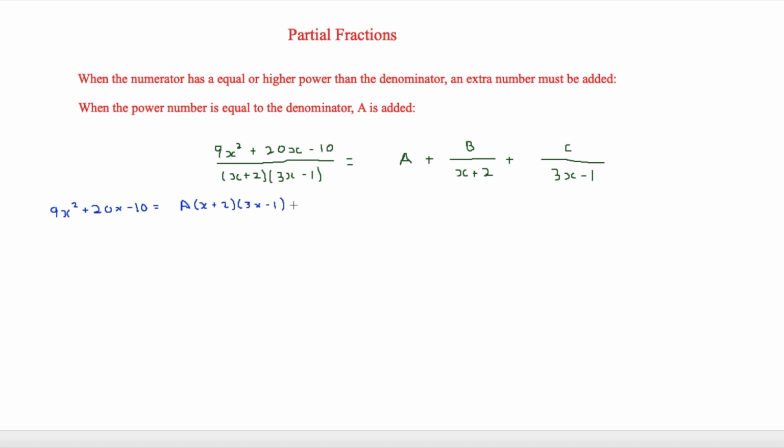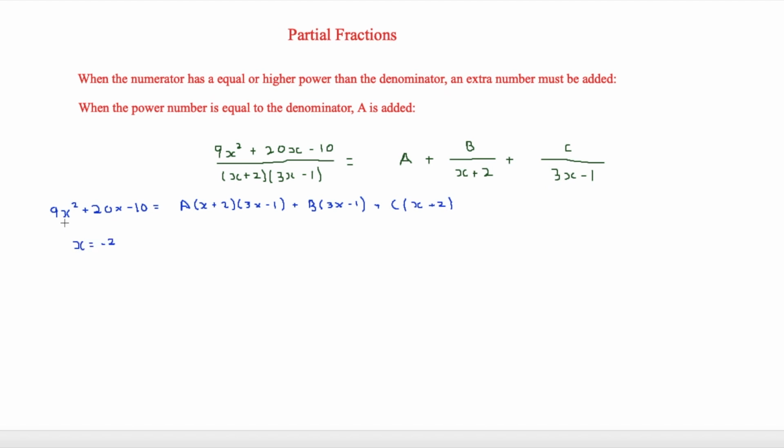And then b is going to, the x plus 2's are going to cancel, so we're going to get b and then 3x minus 1. And then finally plus c, and then that's going to be x plus 2, because the 3x minus 1 is going to cancel. Again, following the same steps, we're going to try and cancel either this b or this c. The c looks easier to cancel, so we'll start with that first, and then we're going to let x equal minus 2.